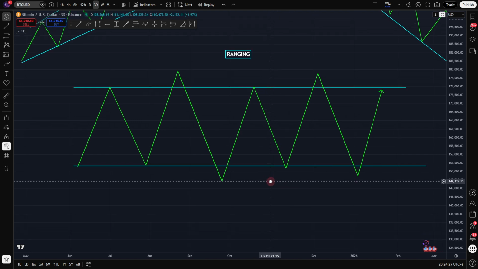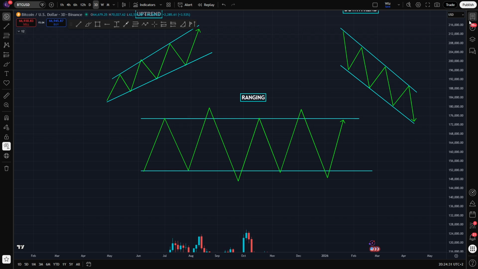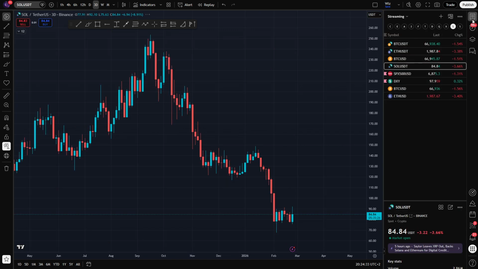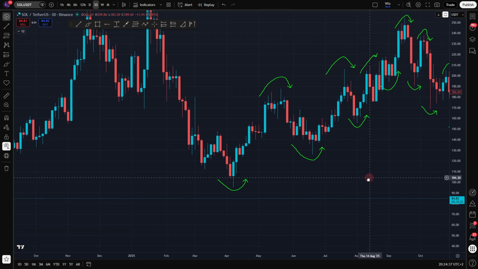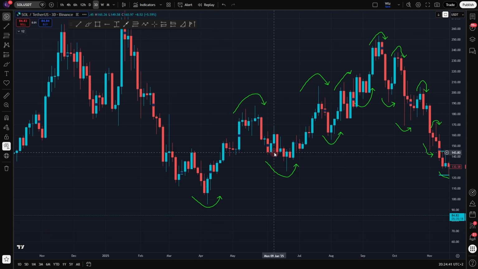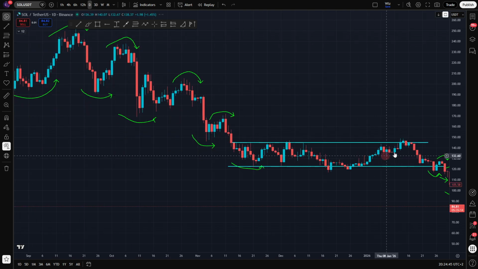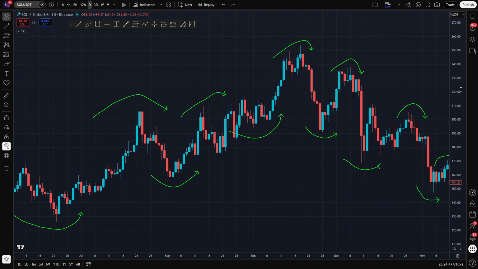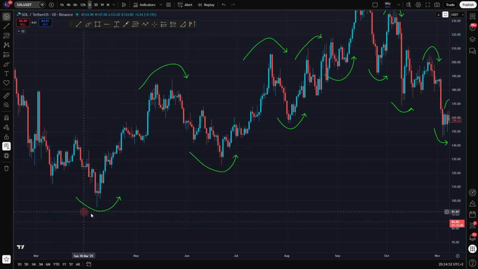I would like to show you a few real examples of how these trends work. I'll have Solana as an example here because it's a very clean example of how trends work. So let's start with this one.